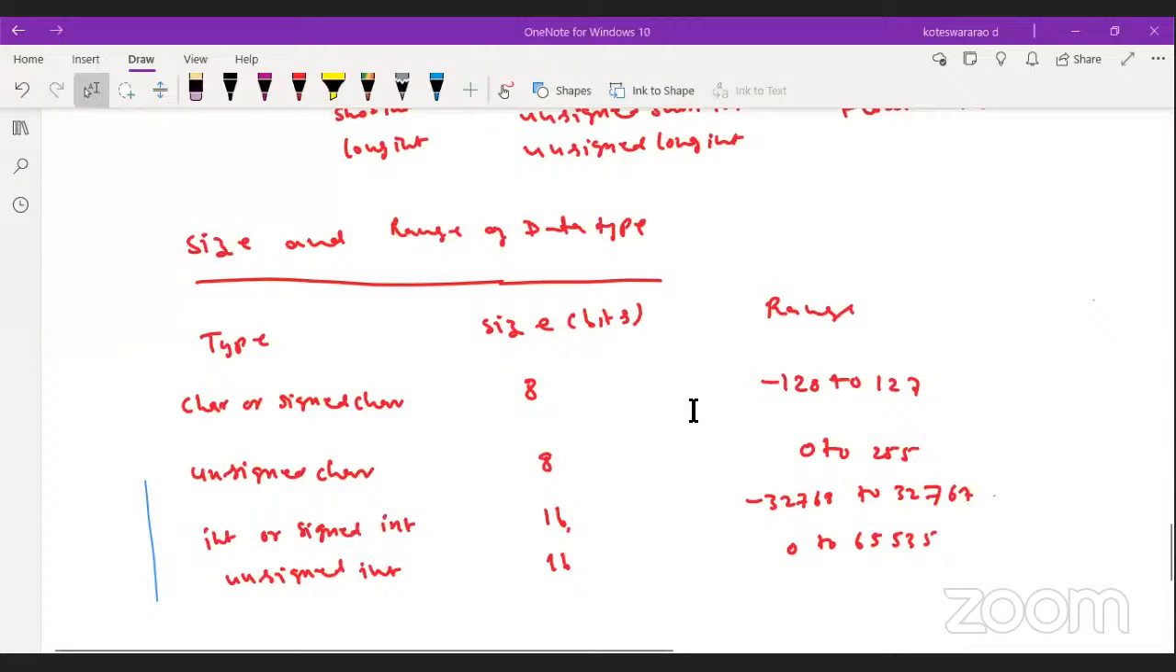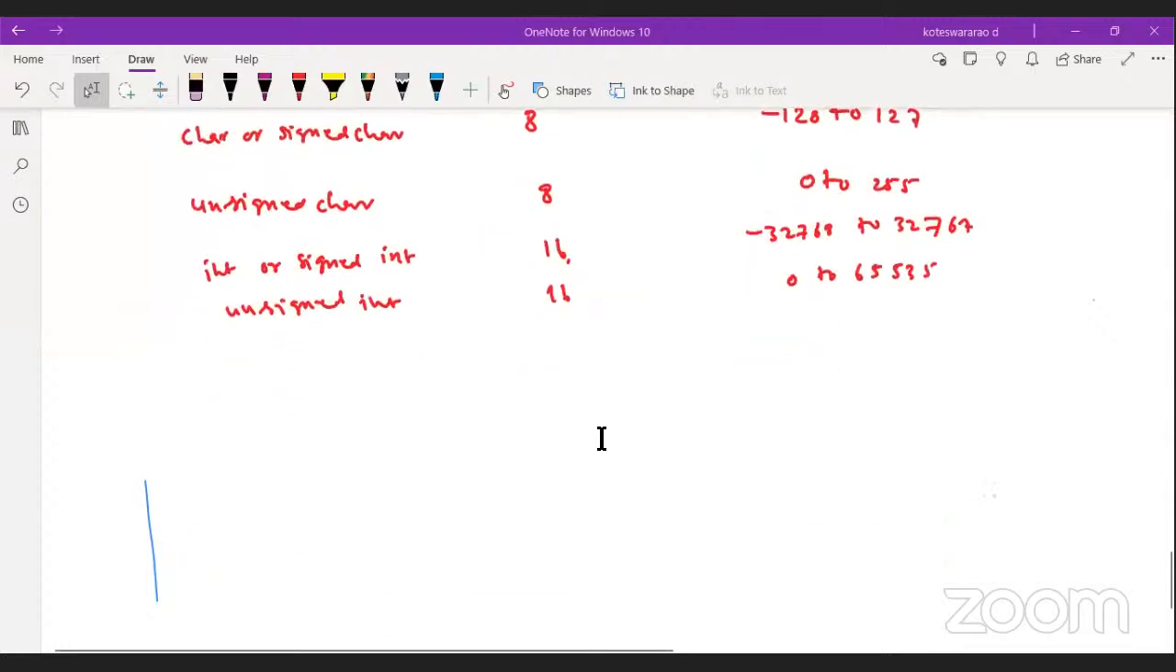Now, unsigned integer is 16-bit data, and the range is 0 to 65,535. Next, short int or signed char. This is 8-bit data, minus 128 to 127.